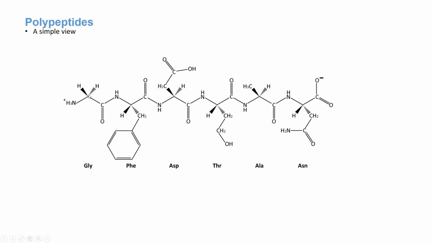So this is glycine because you see it has two groups. One of them is a hydrogen, and the second R group also happens to be coincidentally hydrogen.